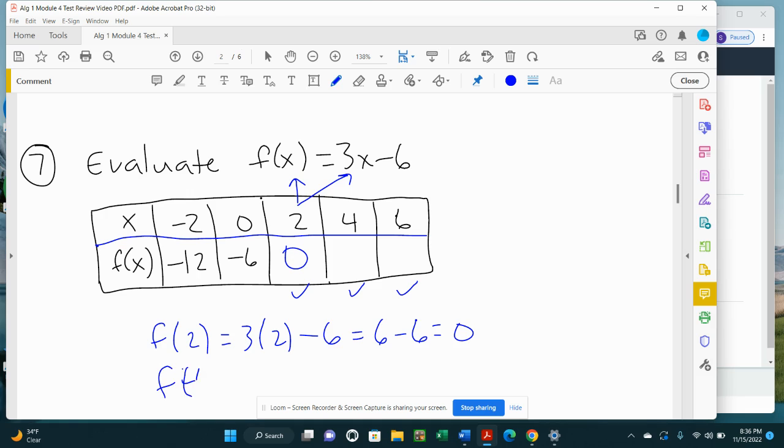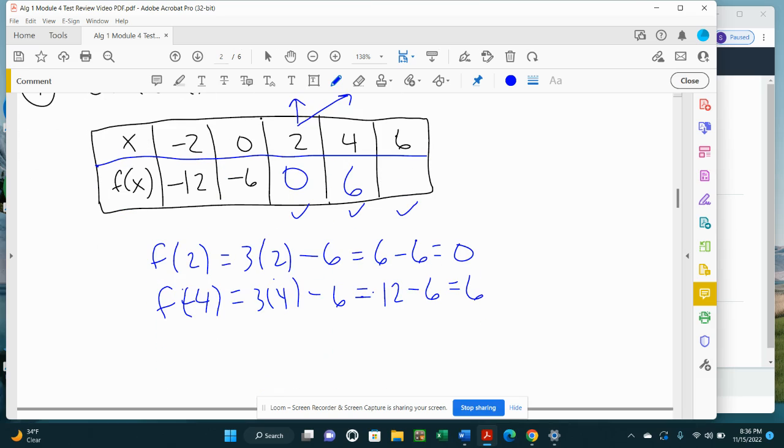F of 4 is equal to 3 times 4, because we plug in the 4 there. That is 12 minus 6, which is 6. So we put a 6 there. Now notice a pattern of these numbers here. Notice that the x values are changing by 2. That's consistent. Goes up by 2 for every single one. And then notice that the f of x's go up by 6. So I can predict that this value is going to be 12. So we can see how it's going up by 6 each time. But we're going to go ahead and plug it in.